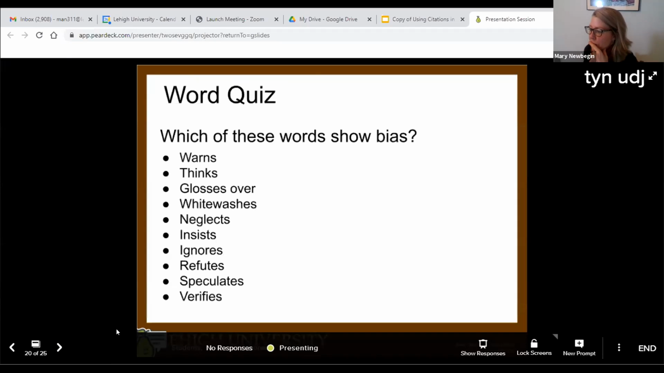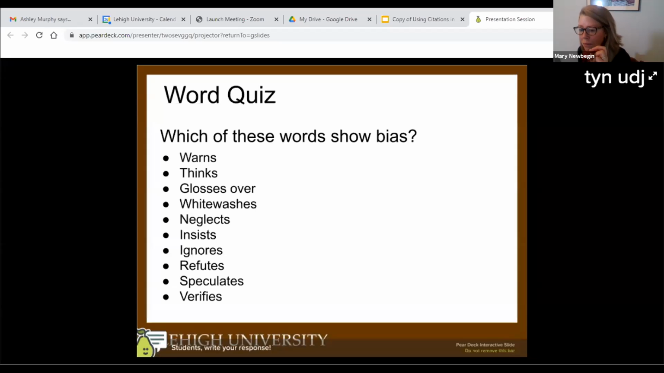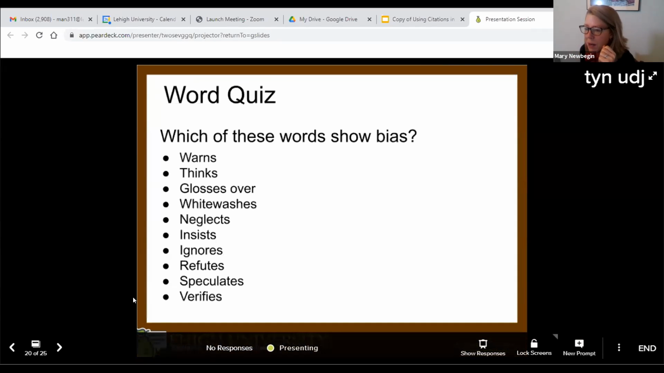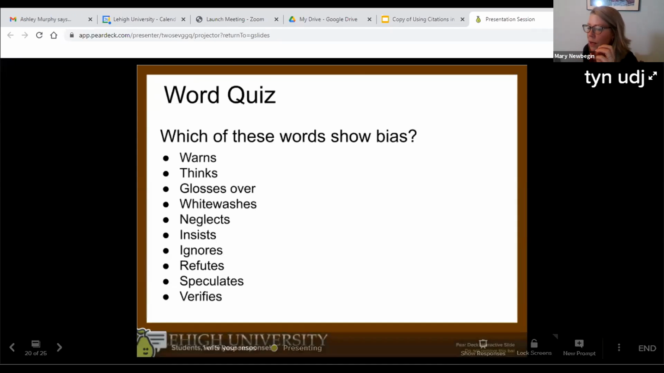We've got a list of words, and I'm just going to give you a moment because we're getting closer to our time. We go till 8:15 today, right? I think. Yes. Okay. We're getting closer to the end of our time, and I want to make sure we have plenty of time for questions and answers. So go ahead. This is a Pear Deck slide. Which of these words do you think shows bias, and are there any words you don't recognize?